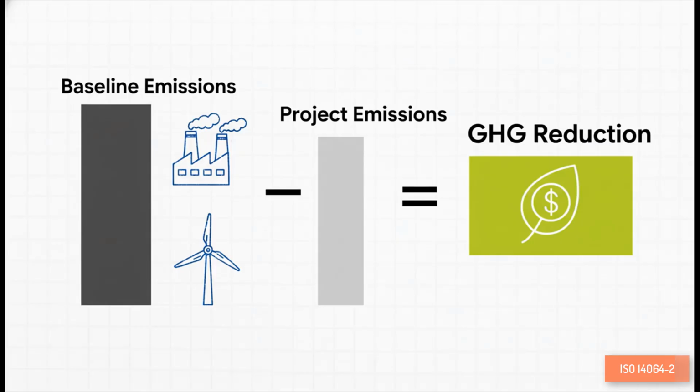And here it is. This is the engine that drives everything. It's so simple. You take your baseline emissions, what would have happened, and you subtract the actual emissions from your shiny new project. And that difference, that's not just some random number. That is the quantified, verifiable proof of your impact. It's the solution you just engineered.